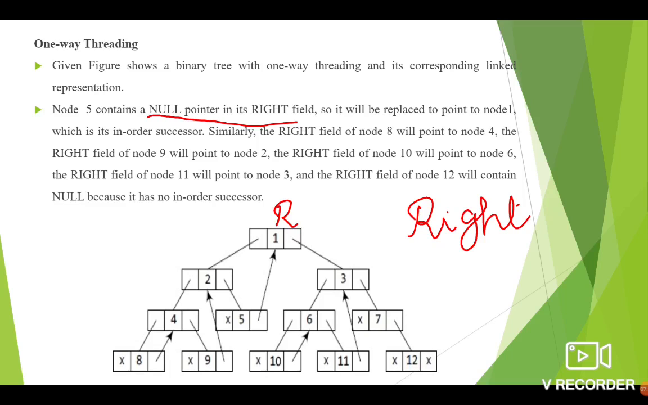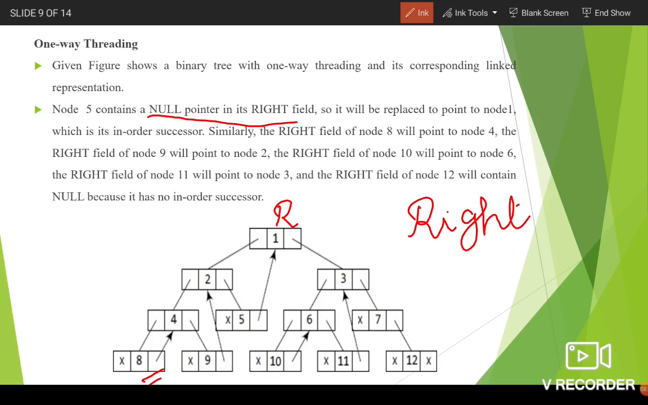For example, 5, its right child is null. So we store the address of 1 here. It is the in-order successor. Similarly, for the node 8, it contains a null pointer. So instead of storing the null pointer, you can store the address of 4 here. Similarly for 9, you can store the address of the node 2. For 10, you can store the address of node 6. For 11, you can store the address of 3.